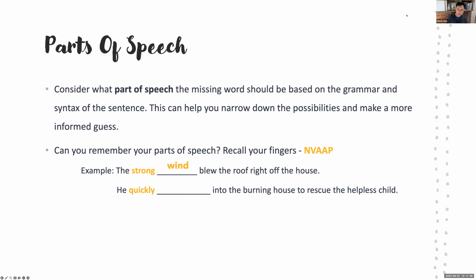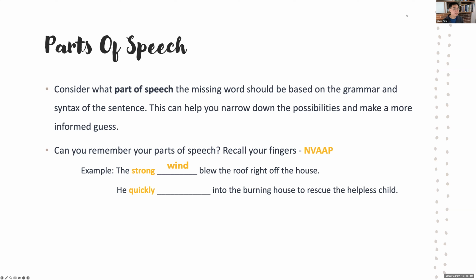And earlier, Joshua raised his hand. So the adverb quickly modifies the verb, right? So he quickly did an action in order to go into the burning house. So I'm looking for an action that he did, right? Joshua, what do you think this action might be based on the word quickly and the burning house? Ran. Ran, okay? Ran, sprinted, dashed, right? Jolted. So all these words that have the synonymous meaning of running give me the idea of a verb that fits next to an adverb.